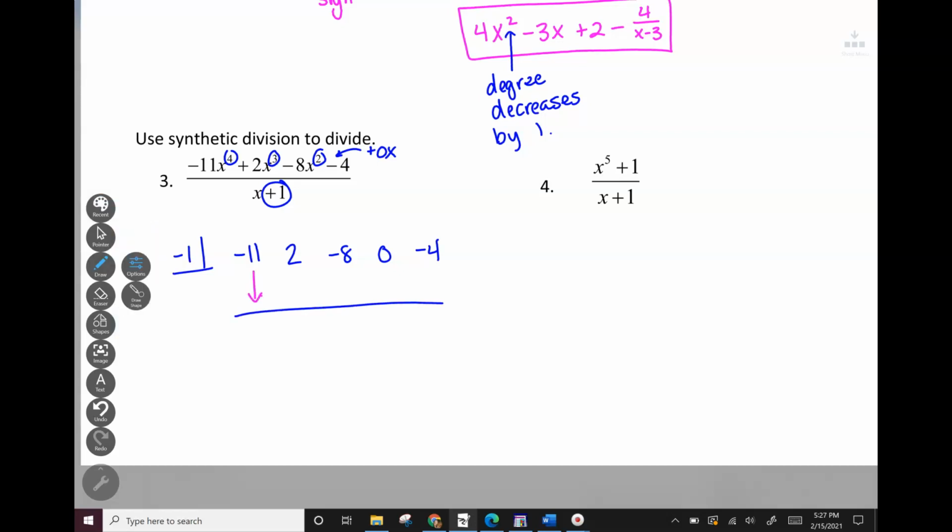Okay, so we drop down the negative 11. We multiply negative 1 times negative 11, add, multiply, add, multiply, add, multiply, add. Okay, this last number, I like to circle it. It's my remainder.